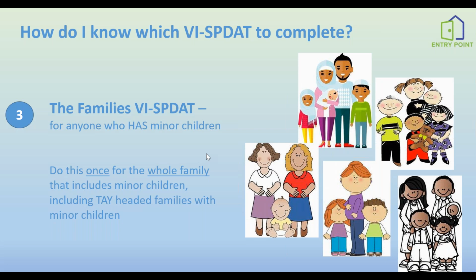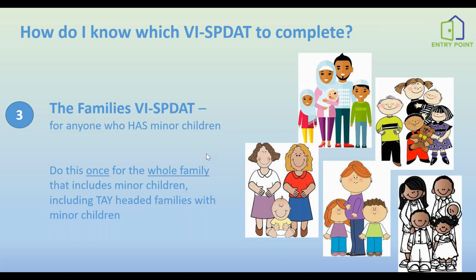Now for family VI SPDATs, this is for anyone who has minor children, including TAY headed families with minor children. So this is the tricky bit to remember. However old the parent is, if they're 17, 19, 35, 75, if they have a minor child, we're going to use the family VI SPDAT for them. The presence of minor children outweighs anything else about the decisions that we make about which VI SPDAT to do.